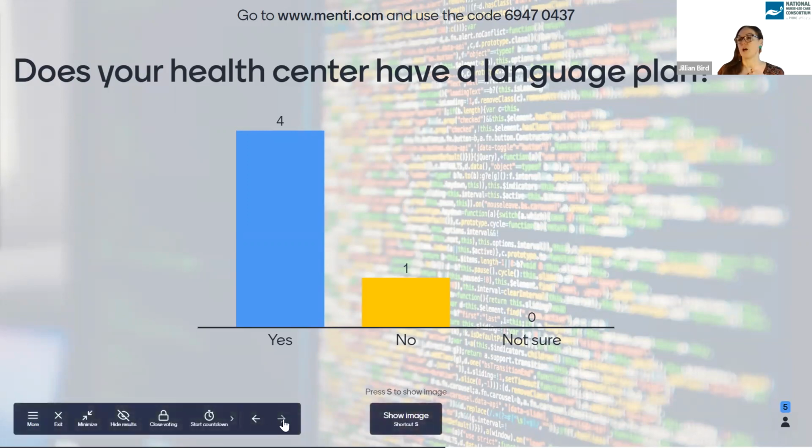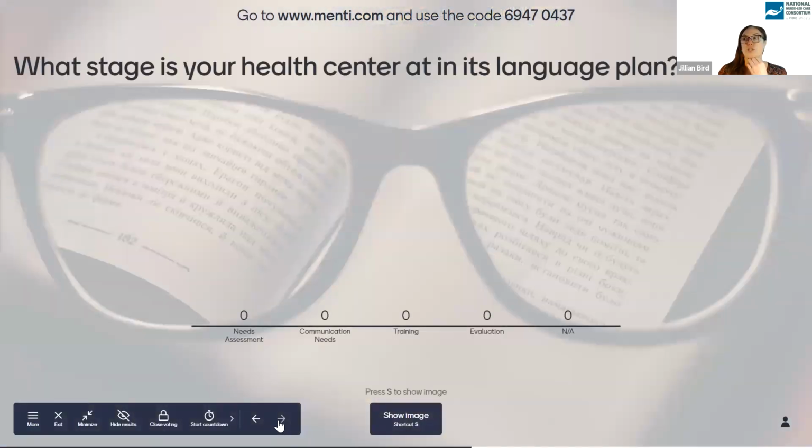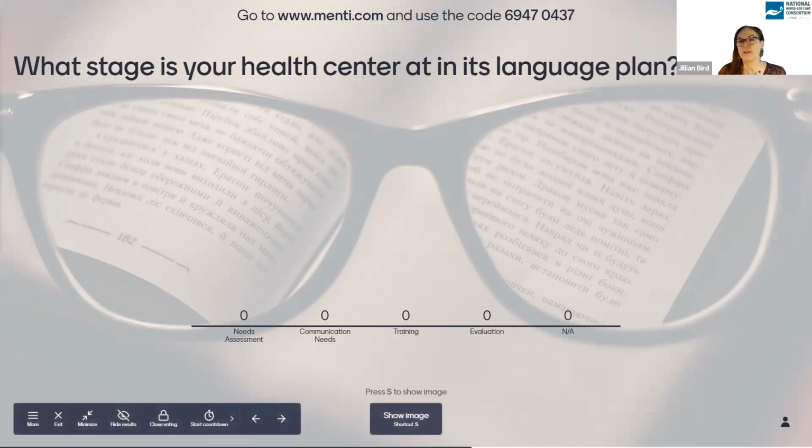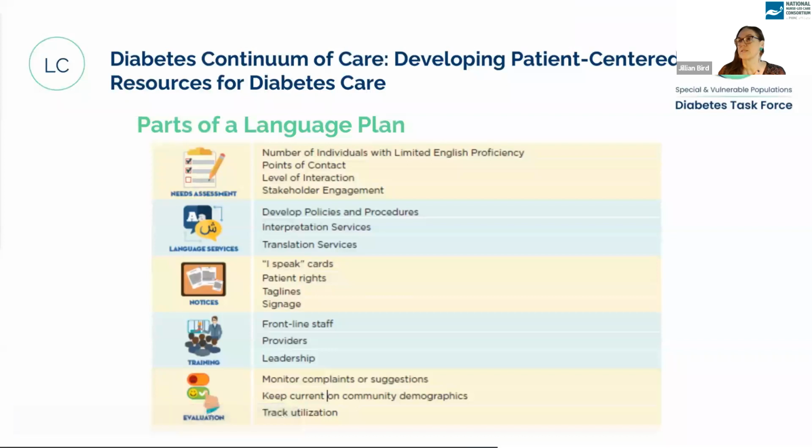And we can talk a little bit more about this plan moving forward. But just to break it down, actually, can we go forward to the next slide? And then we'll come back to this. So this is the parts of the language plan.